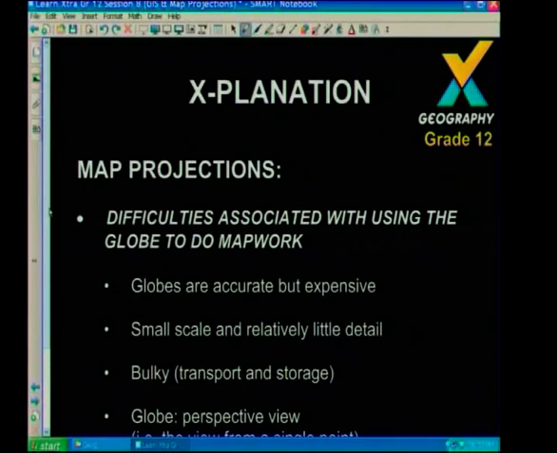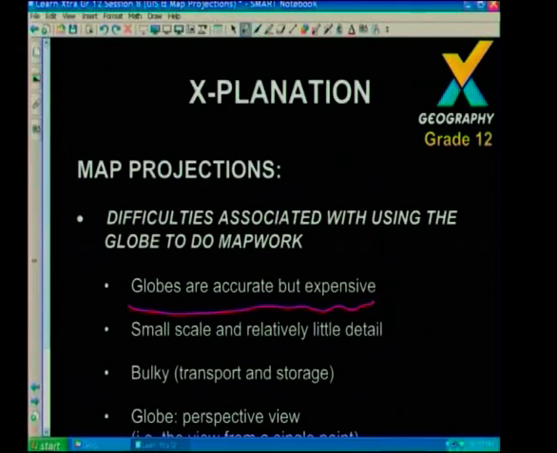Number one, I'm going to point it out here. Globes are accurate but expensive. Okay, they cost a lot compared to maps which are on paper. They are small scale and relatively detailed. Little detail on it. So the scale to fit the whole world, you understand, of the map of the whole world on a globe this size, you really have to bring the scale down and make it really, really small.